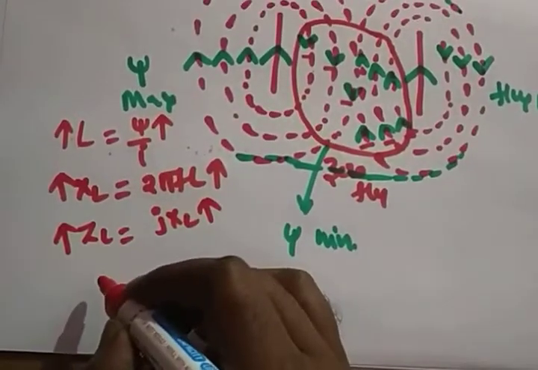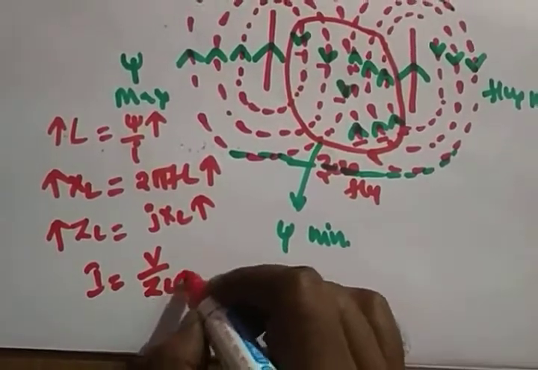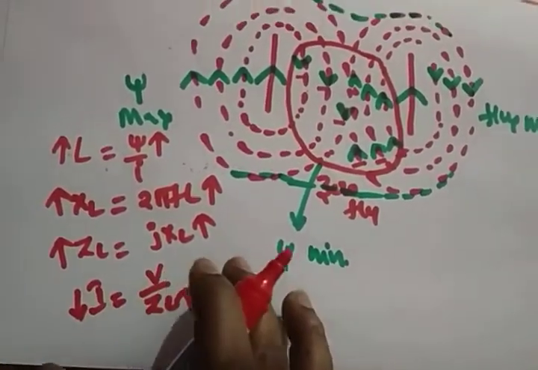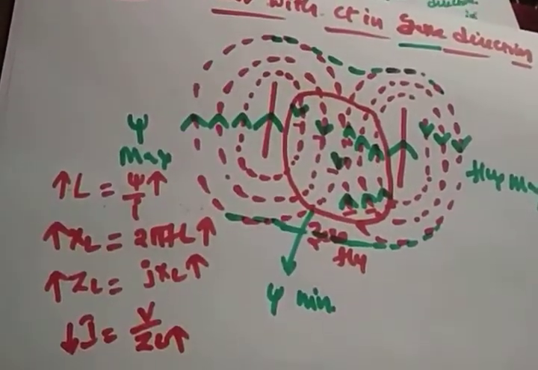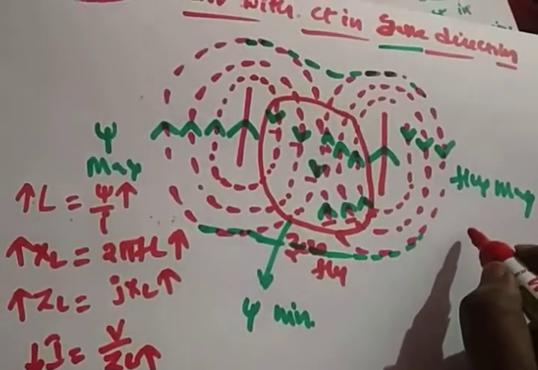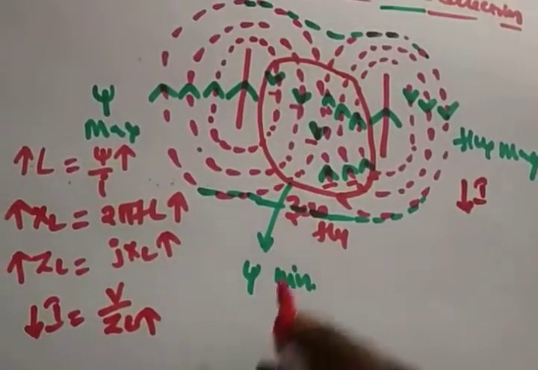Your ZL increases, what about the current? The current is equal to V by ZL. So if ZL is very high, only a small current will flow. That much, we don't have any current over here. Right? Here also a similar situation. The I value will be very less. Here the situation you will see.